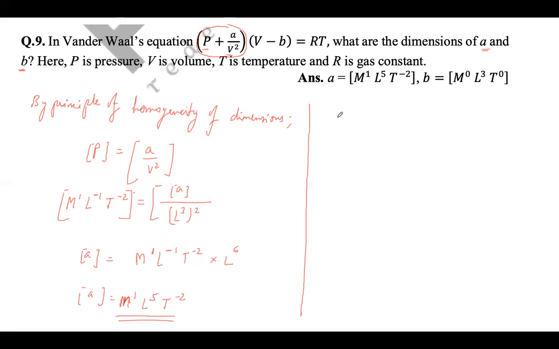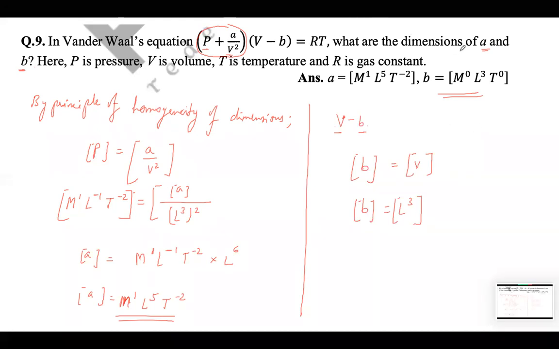बी का डायमेंशन है, v माइनस b, वॉल्यूम और b. तो अब ये पॉसिबल कब है, जब वॉल्यूम और b दोनों का डायमेंशन सेम हो, तभी तो तुम दो क्वांटिटी, two physical quantities can be subtracted only when they have the same dimension. तो b का डायमेंशन v के डायमेंशन के बराबर होगा. So dimension of b is equal to dimension of length cube. So B is equal to L cube. Is this clear? So this is a very good application of principle of homogeneity of dimension.